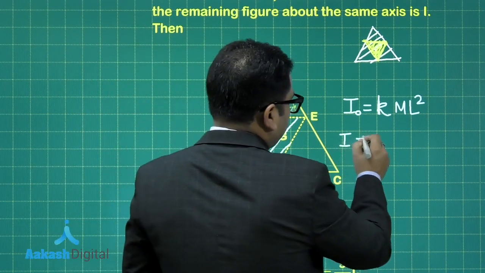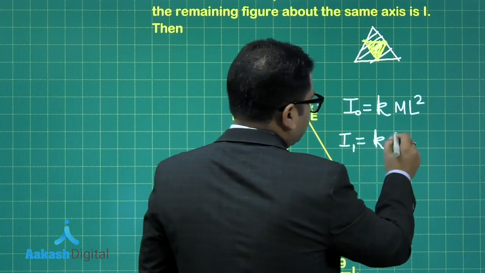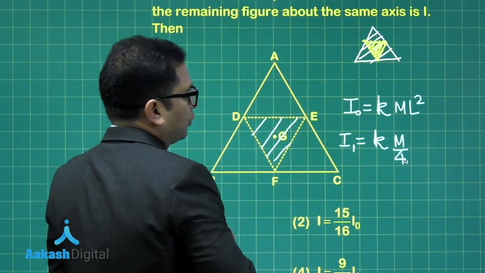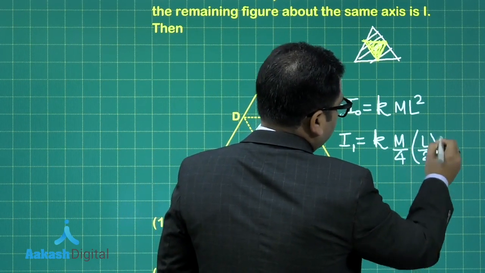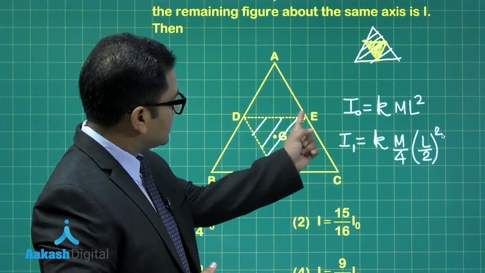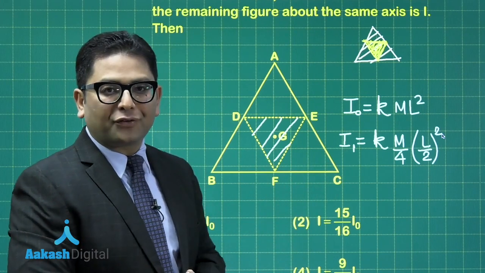Well, by symmetry, the factor is going to be the same, but the mass would be 1/4, because that can be divided into 4 parts, and the length is of course (L/2) whole square. So this is the moment of inertia of this central triangular plate, which is shaded for the sake of simplicity.